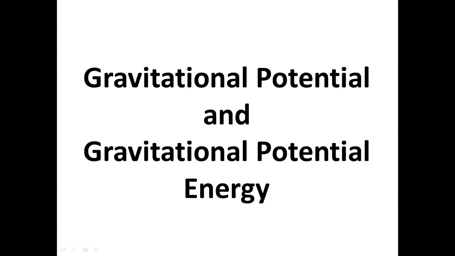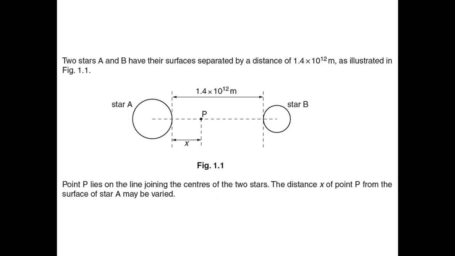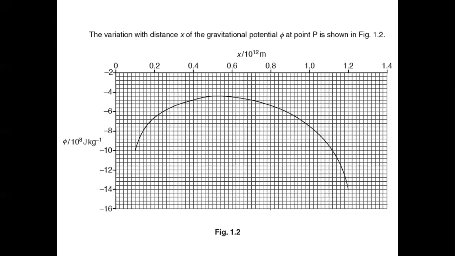Let's begin. In this problem, two stars A and B have their surfaces separated by a given distance. Also, we have point P that lies on the line joining the centers of the two stars. The distance x is measured with respect to the surface of star A. Next, we have the graph of the gravitational potential versus x at point P.